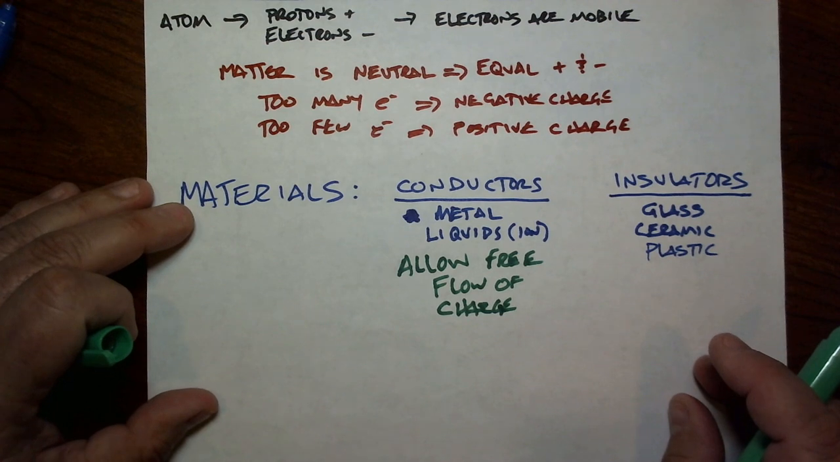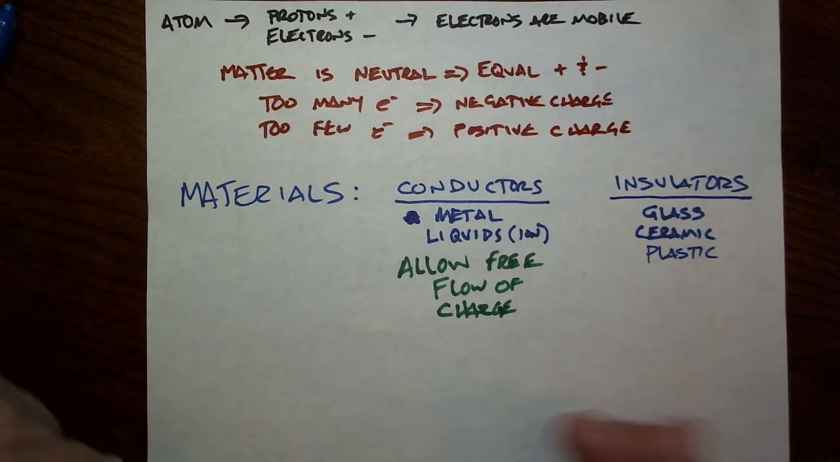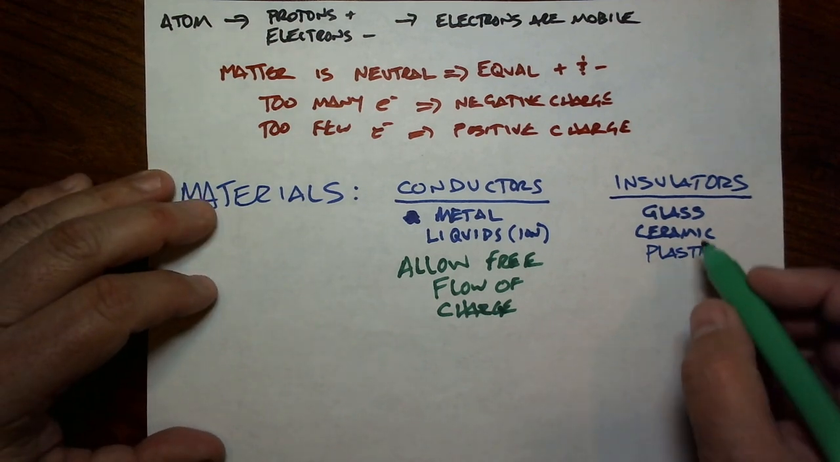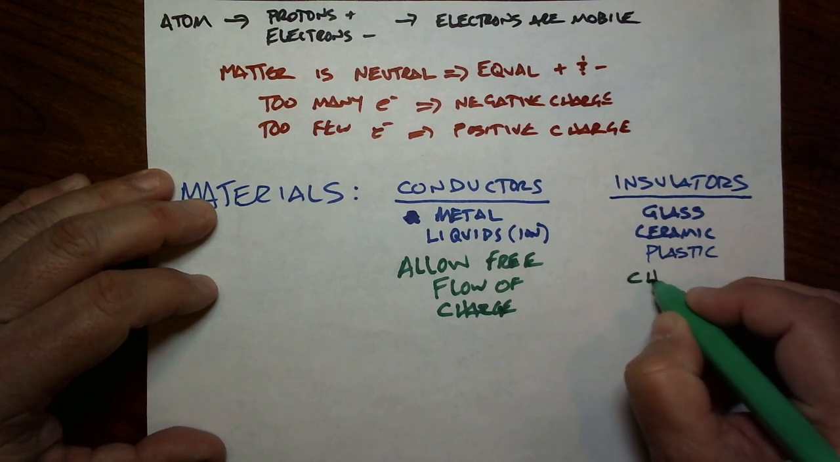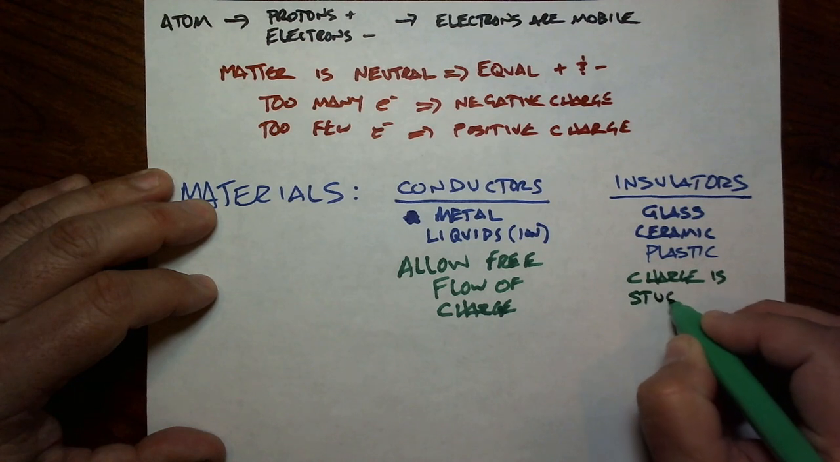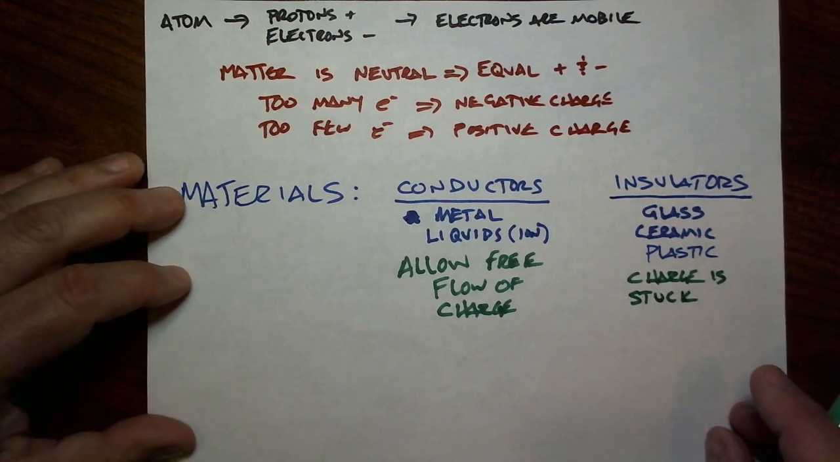By the way, the reason I'm doing that, a lot of this electrical stuff was actually worked out before people knew about the atomic theory of matter and before people knew about the electron. And in insulators, charge is kind of stuck in one place.